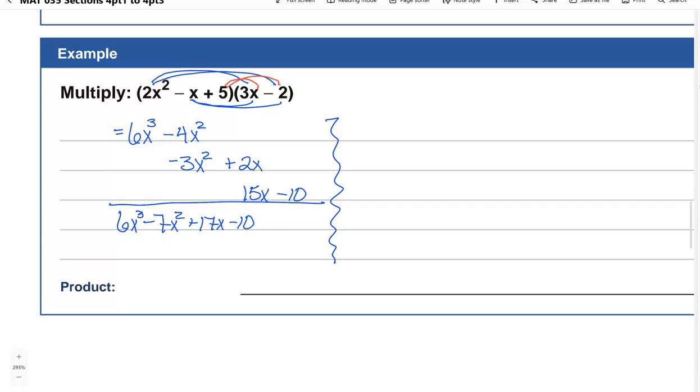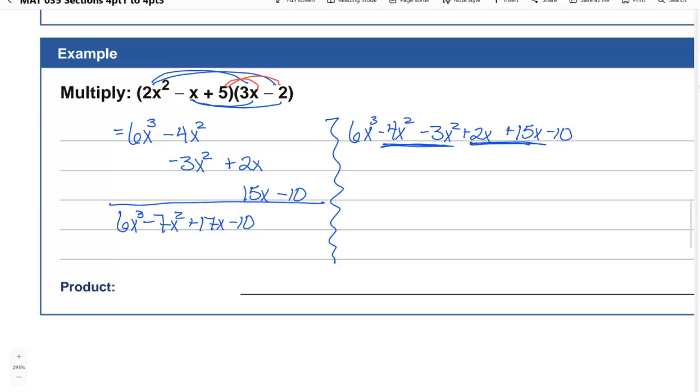So if I distribute that first 2x term to the 3x minus 2, I'm going to get 6x cubed minus 4x squared. When I distribute that negative x to everything in here, I would get minus 3x squared plus 2x. And then when I distribute that 5 to everything, I would get plus 15x minus 10. You're going to get the same answer. You just have to remember I'm going to combine like terms. And you can see how it's going to give me the same thing.